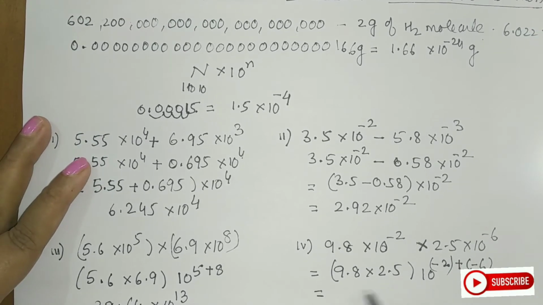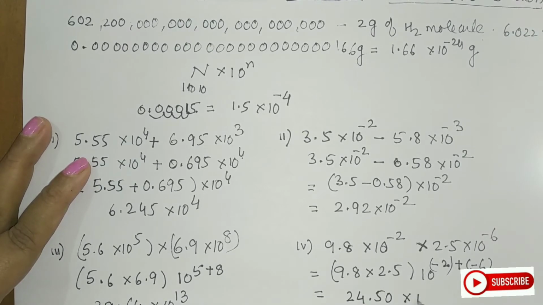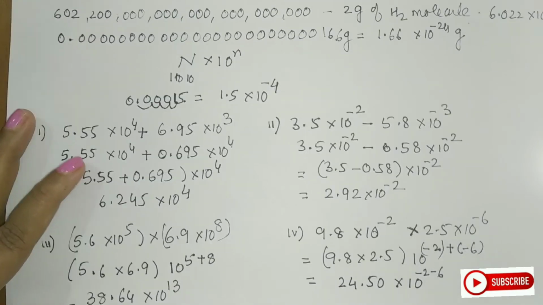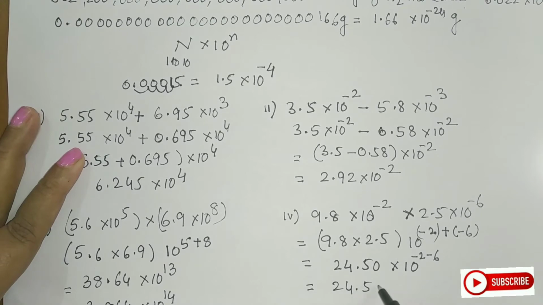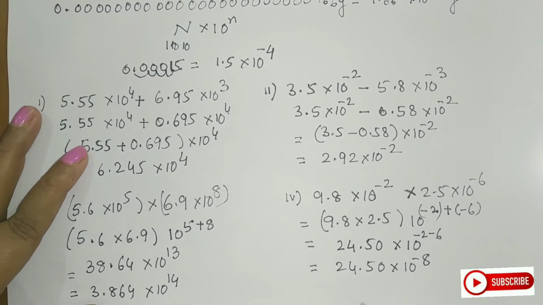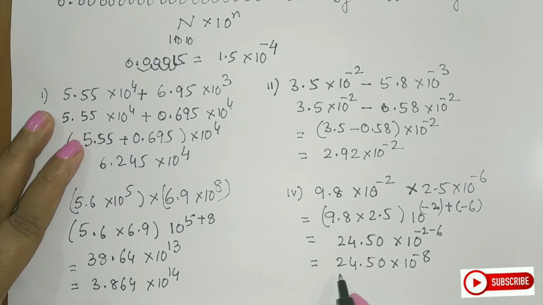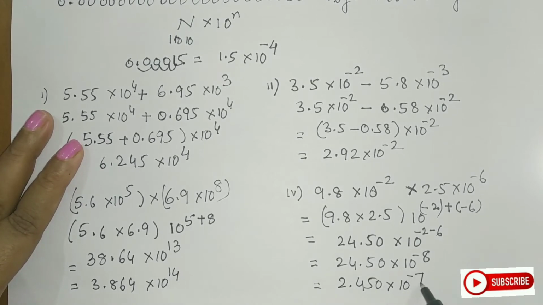After doing this calculation, this will come to 24.50 into 10 raised to minus 2 minus 6, so it becomes minus 8. So your answer will be 24.50 into 10 raised to minus 8. As I said, your answer must be expressed with 1 digit before the decimal, so it will be equal to 2.450 into 10 raised to minus 7.